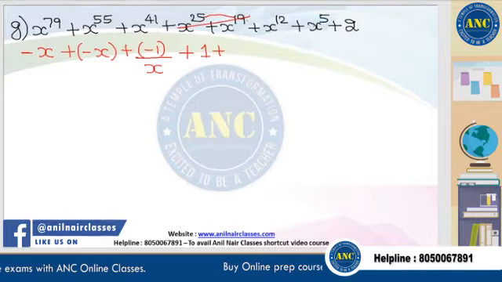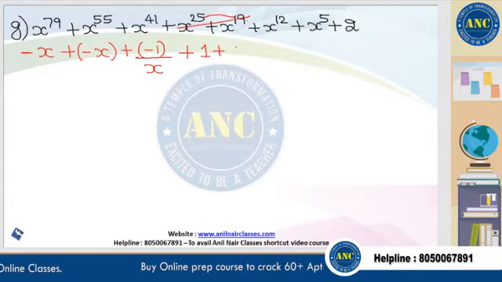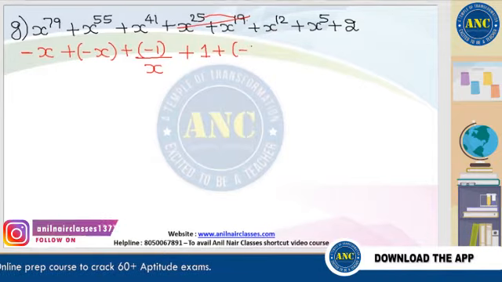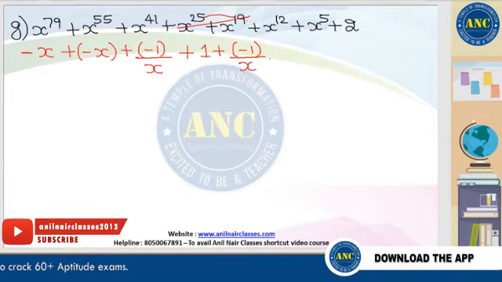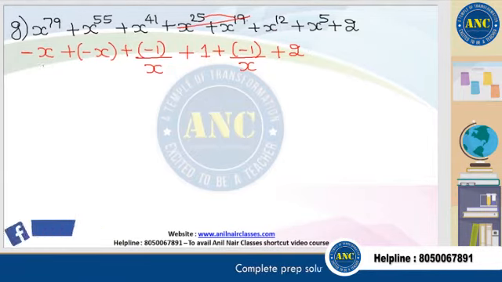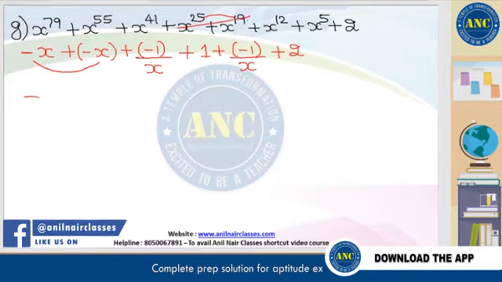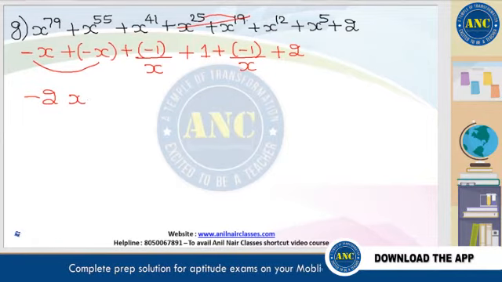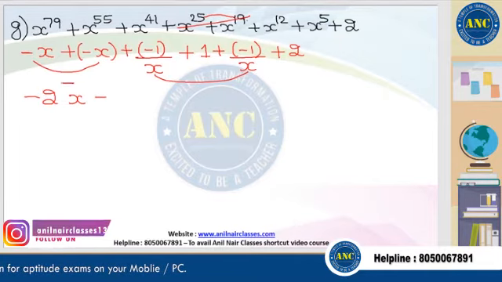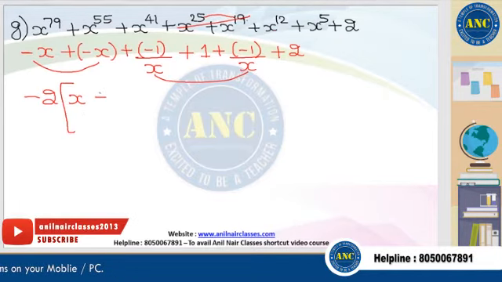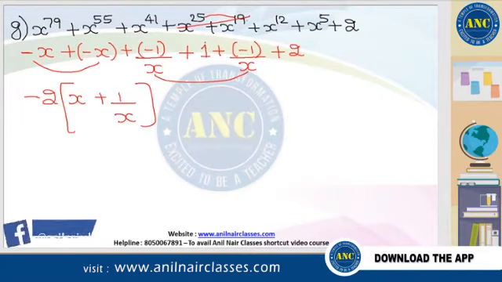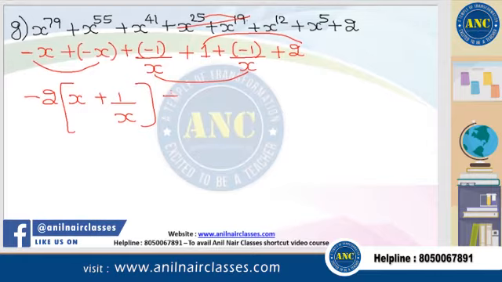Next, x power 5. X power 5 is x power 6 divided by x. X power 6 value is minus 1 divided by x, and the constant 2 I will write as it is. That means if you observe, minus x minus x is minus 2x, and minus 1 by x. I will take the minus common, and you are left with 2 times x plus 1 by x. You are also left with the constants 2 plus 1, that is equal to 3.